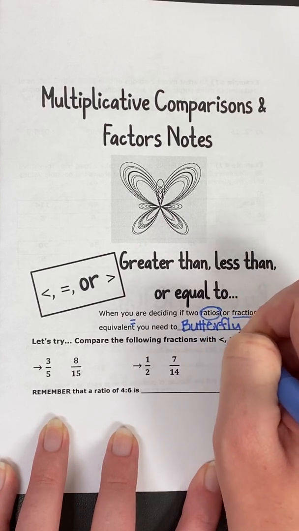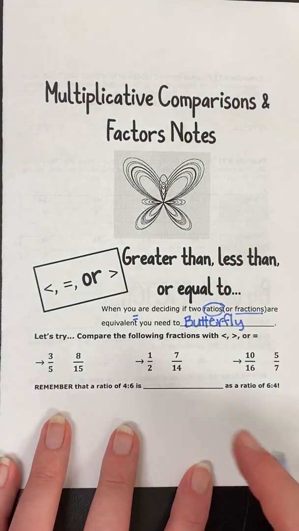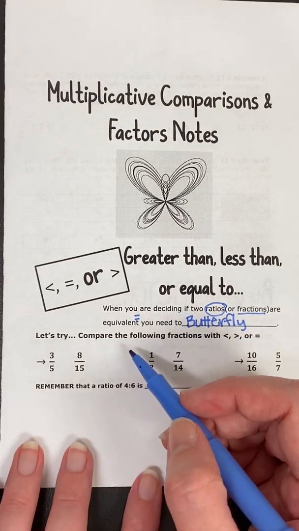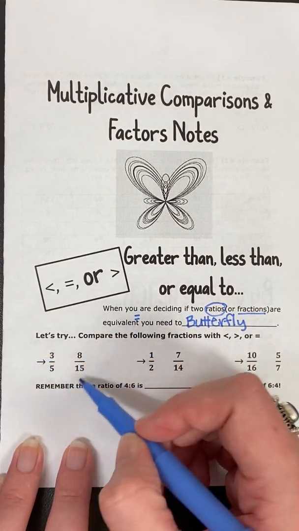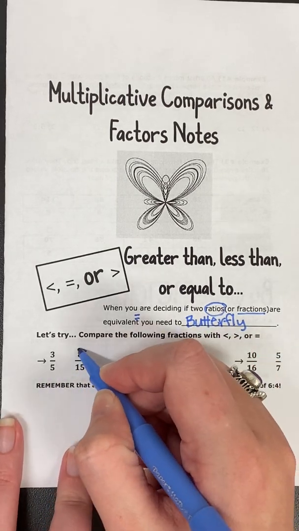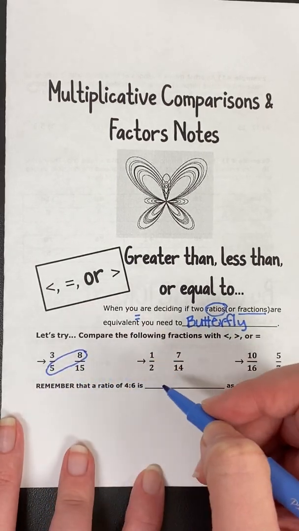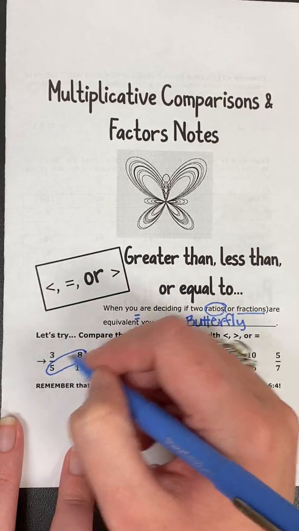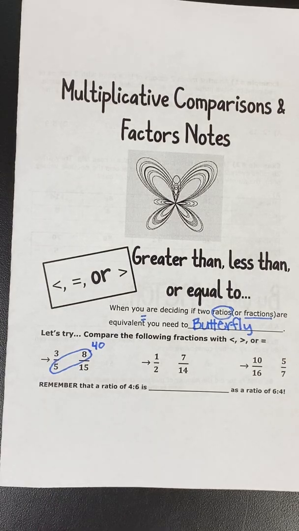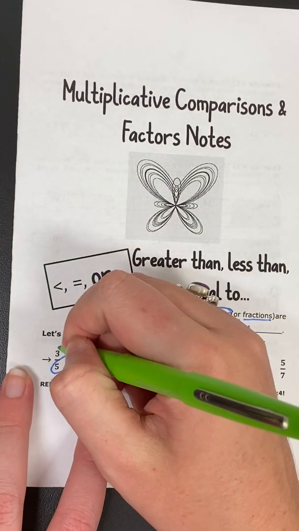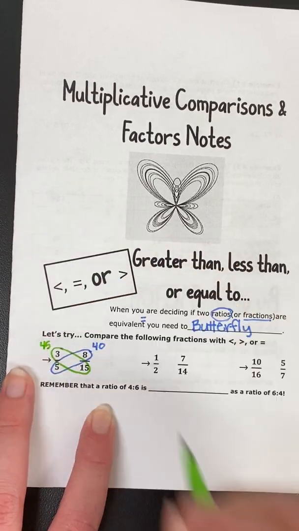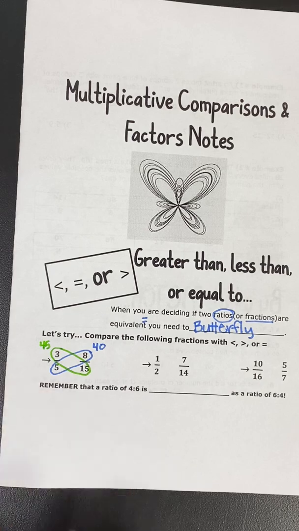You should have already been taught butterfly, but we're going to review it. So it says we're going to compare the following fractions with our symbols. So the way butterfly works is we go corner to corner, okay? And this is only if we're trying to see which one is bigger. So I would circle my 8 and my 5, and just like on proportions, I'm going to multiply those two. 8 times 5 is 40, and our answers always go at the top. And then I'm going to multiply 3 times 15, which is 45. So which one is bigger, 45 or 40?